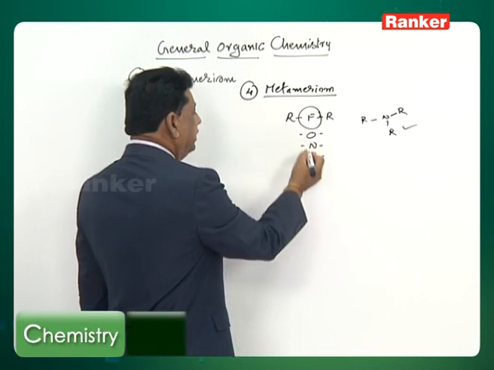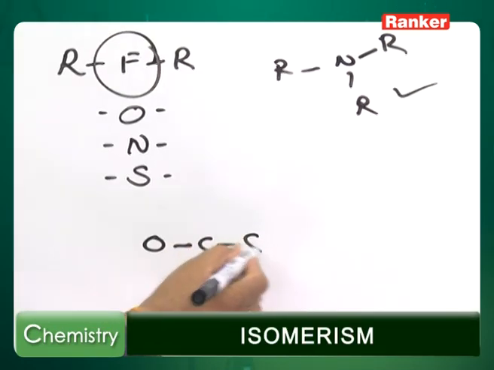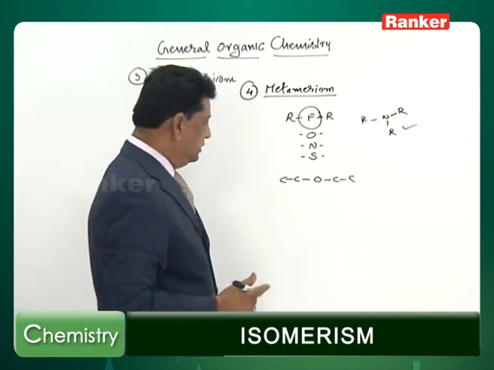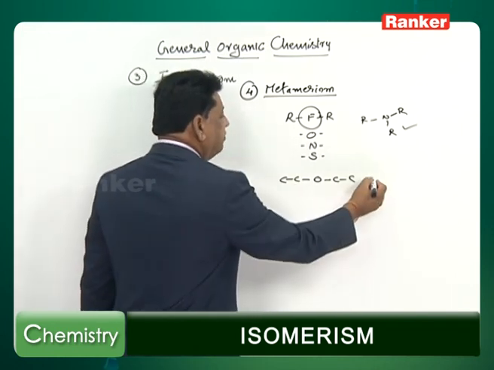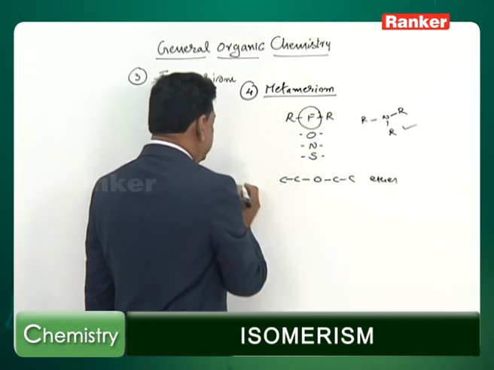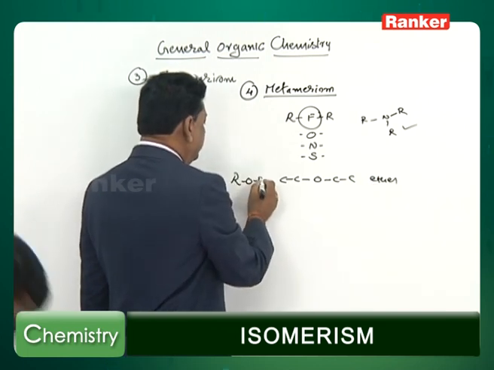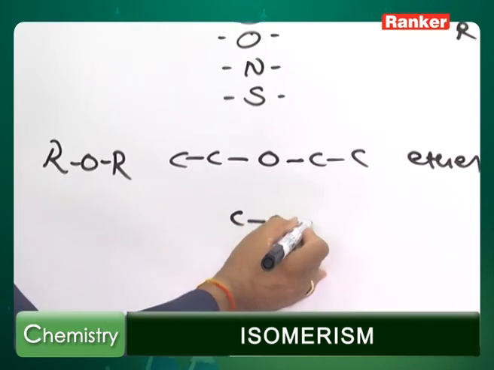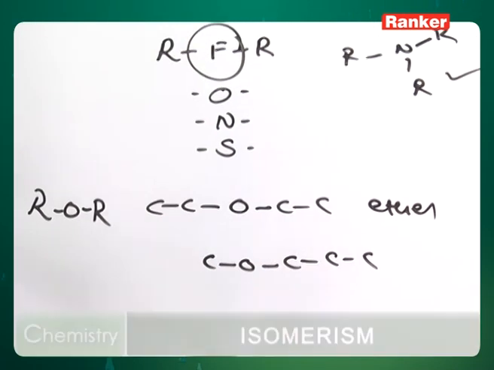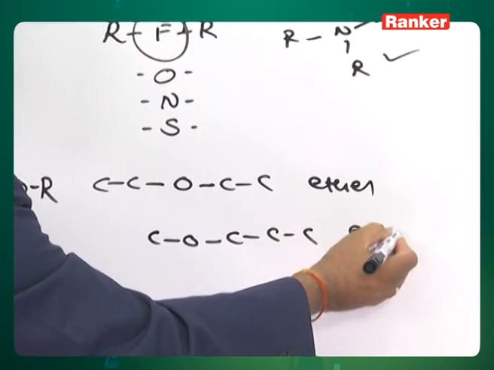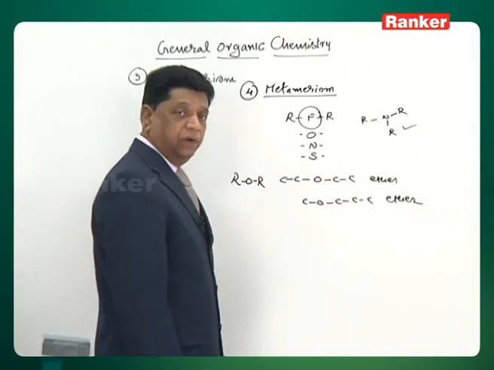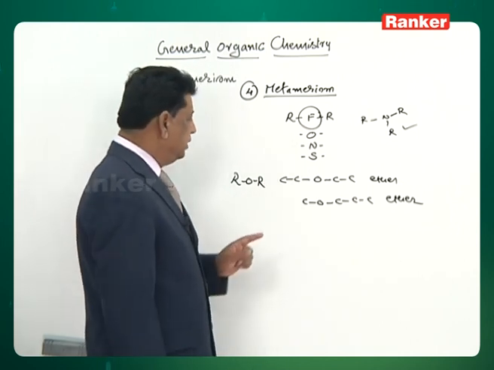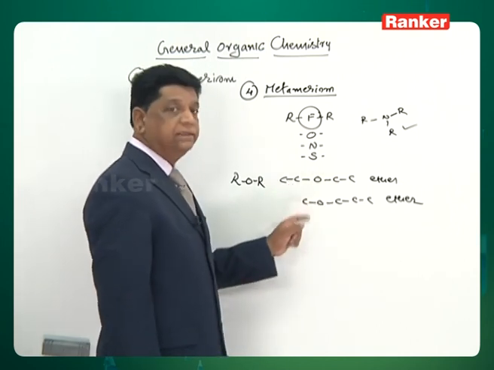A situation may be like this: an oxygen with 2 alkyl groups, right? I have 2 carbons this side, 2 carbons that side. It is an ether functional group, which comes under the class ROR. Now, what I do is decrease 1 carbon this side and shift it to that side. So, still it is ether only. The functional group is not changed, but the alkyl sizes are different.